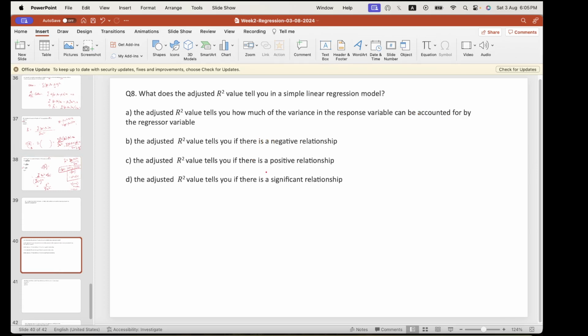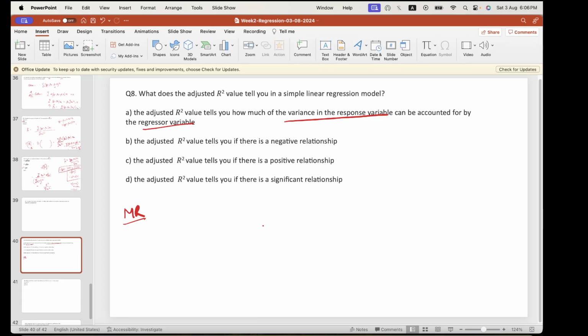Alright, so moving on, this is probably the last question for today. What does the adjusted R square value tell you in a simple linear regression model? This tells how much of the variance in response can be accounted for by the regressor variable. In multiple linear regression we keep on increasing the predictors, so we'll have two regressors or three predictors or four predictors. Now as we keep on increasing the number of predictors, the R square value increases.